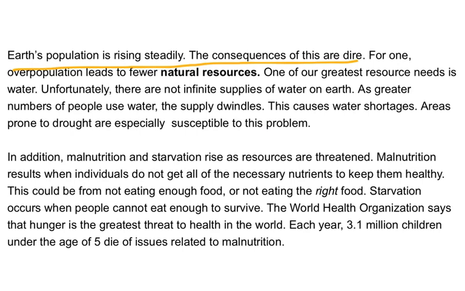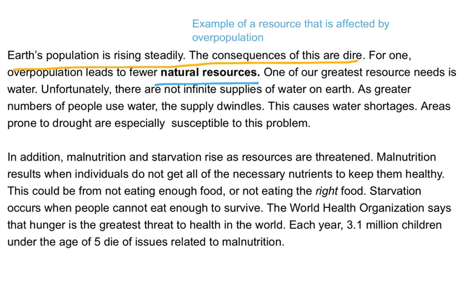Why has the author taught us about water supplies? Well, water is an example of a natural resource that is running out because of overpopulation. The author has given us an example of something that is affected negatively by overpopulation. In the next paragraph, the author takes a different approach.